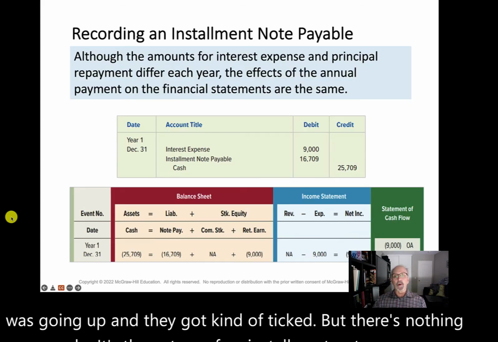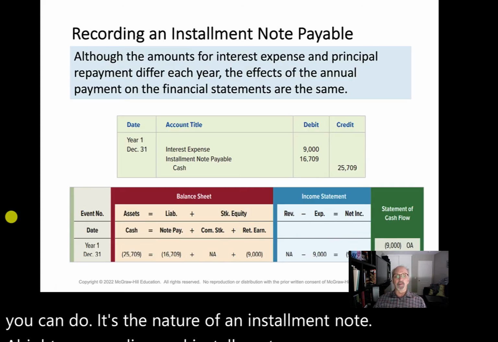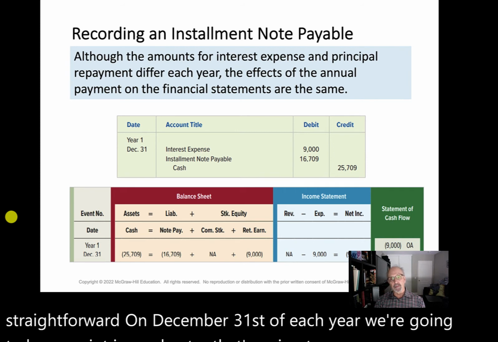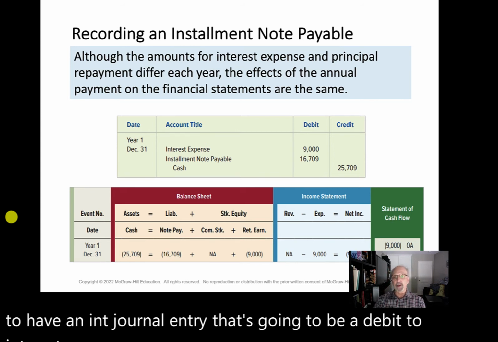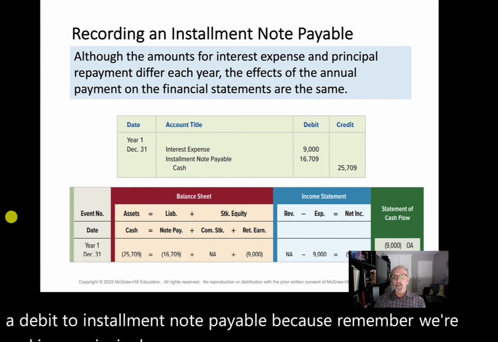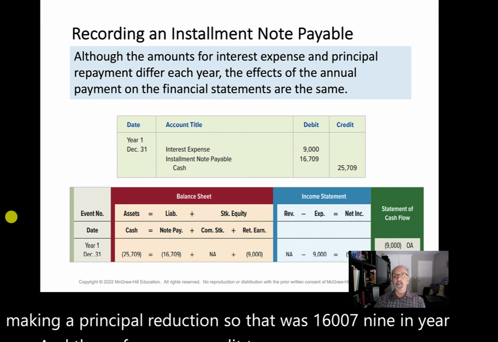All right, so recording an installment note is pretty straightforward. On December 31st of each year, we're going to have a journal entry that's going to be a debit to interest expense. The first one is going to be $9,000. We'll have a debit to installment note payable, because remember, we're making a principal reduction. So that was $16,709 in year 1. And then, of course, a credit to cash of $25,709.